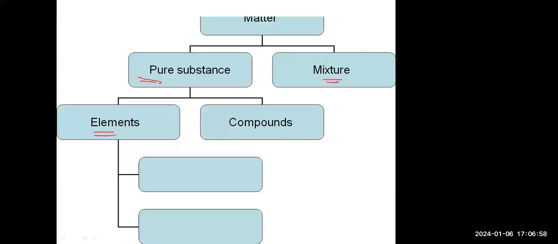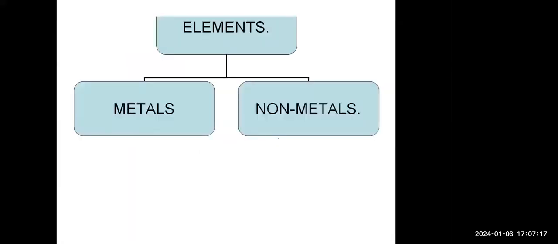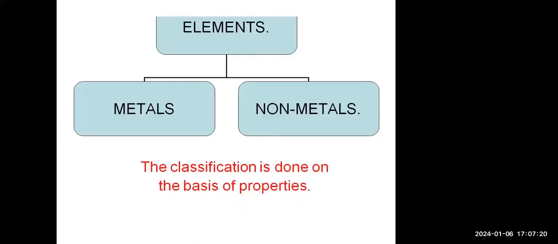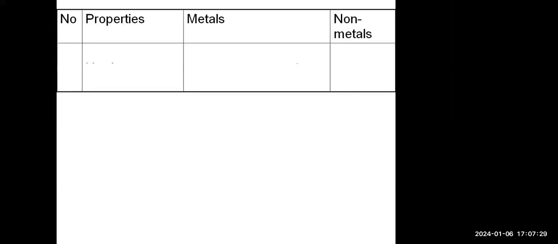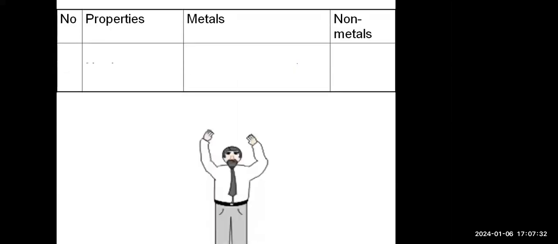Elements are the basic, simplest substances which cannot be broken down further. But compounds are made up of two or more elements that are chemically combined. Now elements have two categories further, metals and non-metals. So this classification was done on the basis of some properties, which you have already done, physical properties, in, I think, class 8. So it will be a recap of those activities one by one.